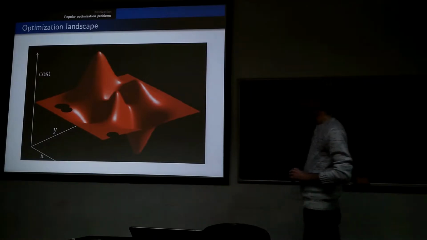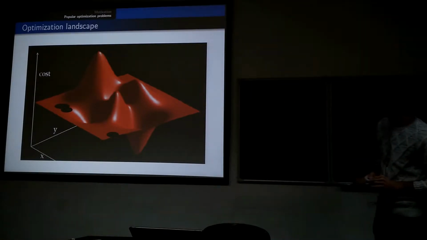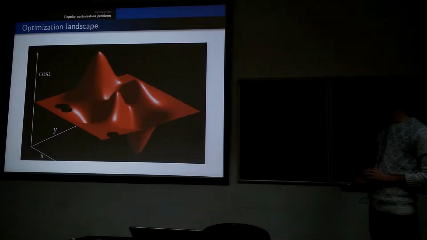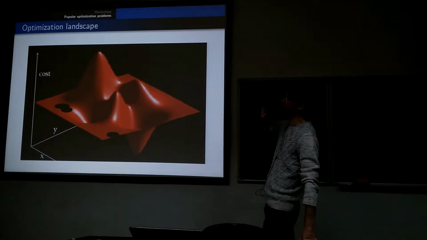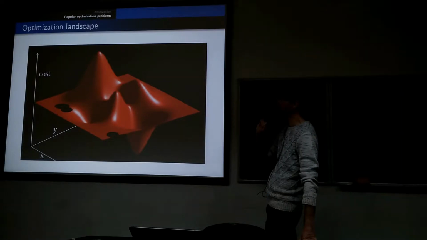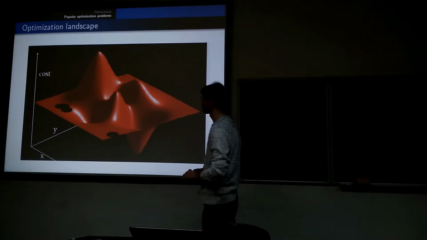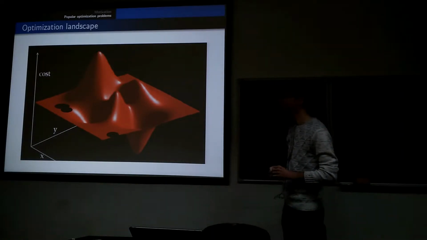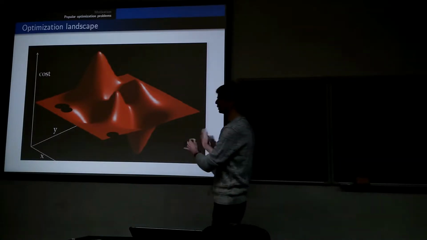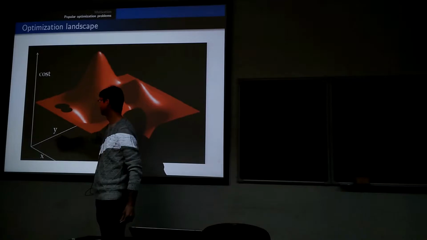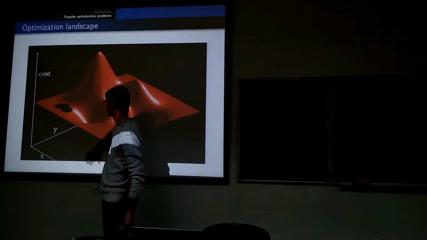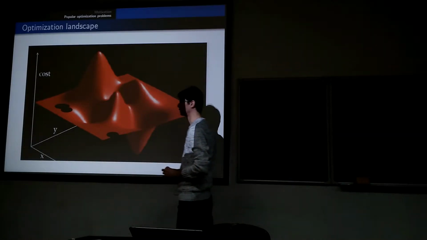And now we have a nice plot. What is shown here is often called an optimization landscape or fitness landscape. And this is simply a metaphor or some depiction of what's going on in optimization. This is the space of solutions.